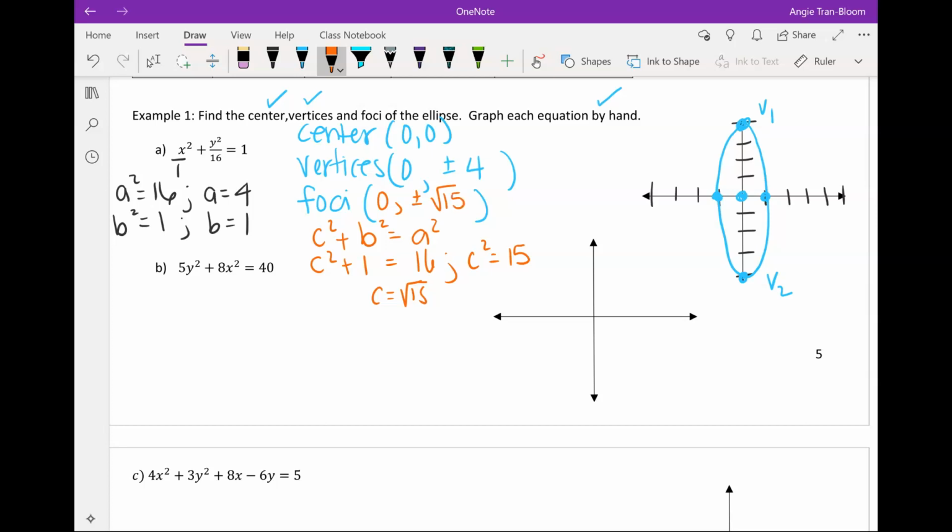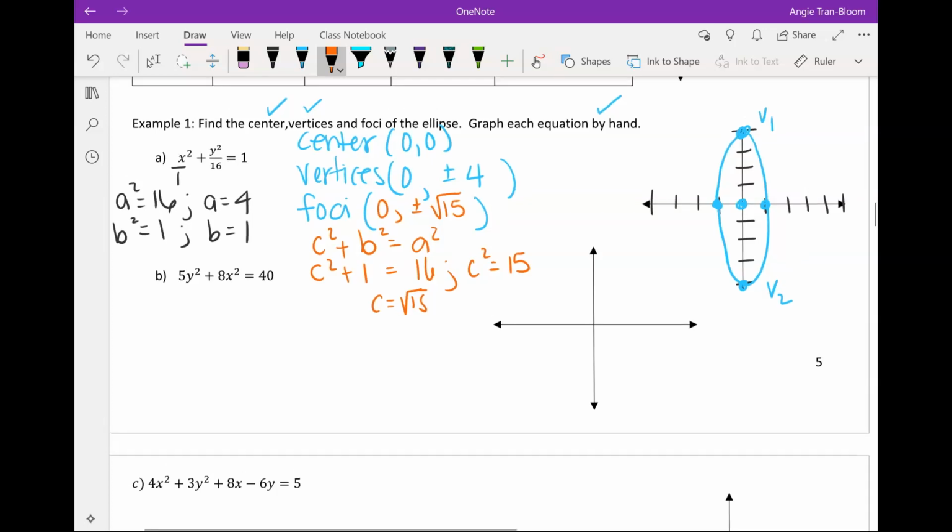Now, if I ask you to plot it, between what two integers would that be? Yeah, 3 and 4. Somewhere between 3 and 4. I'm happy. So focus 1 and focus 2. And so we answered all the parts that they wanted us to answer. Center, vertices, foci, and graph by hand.